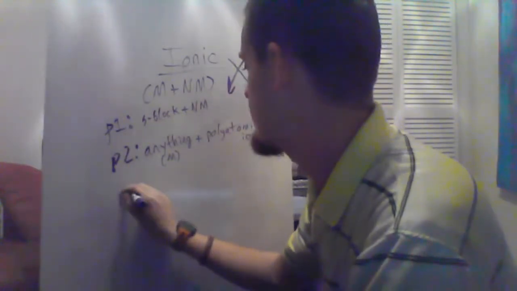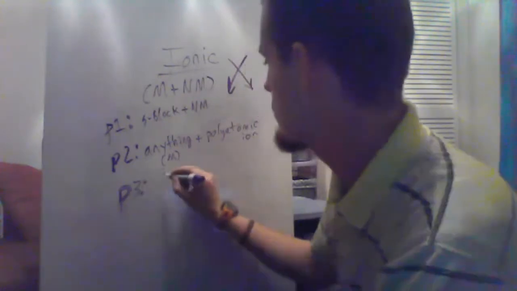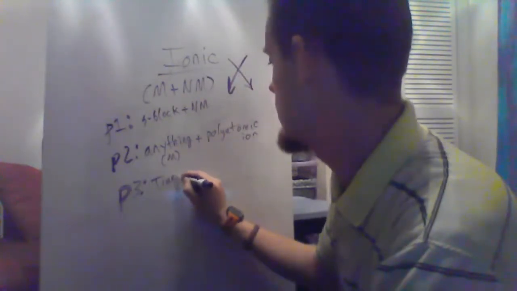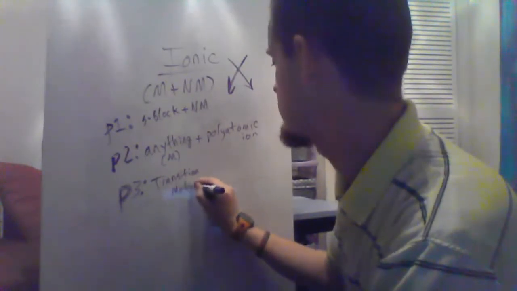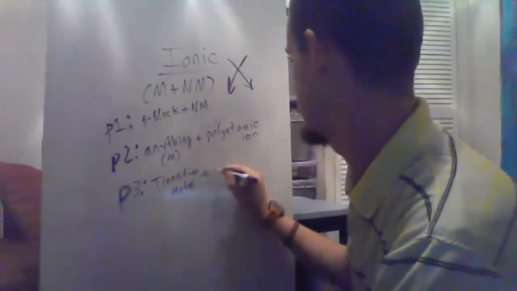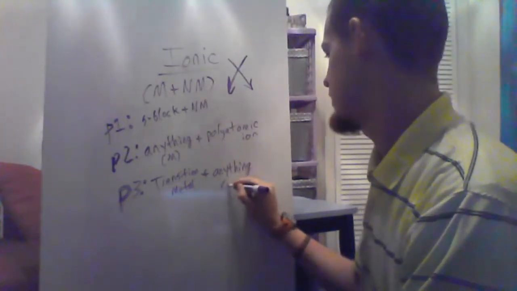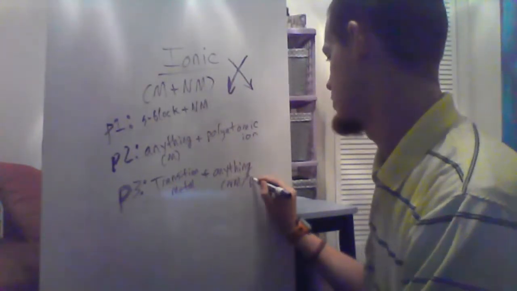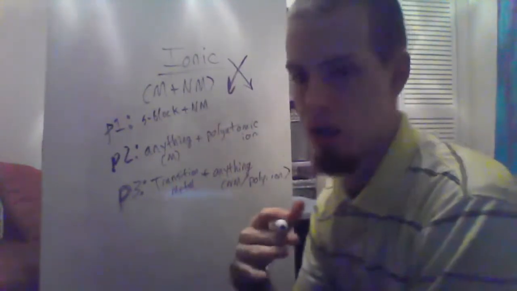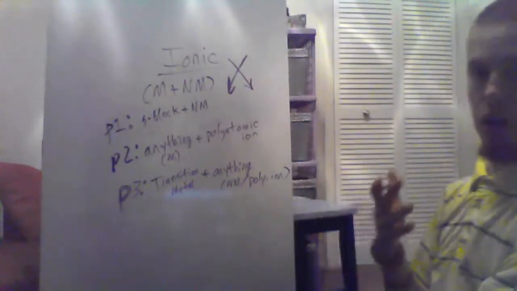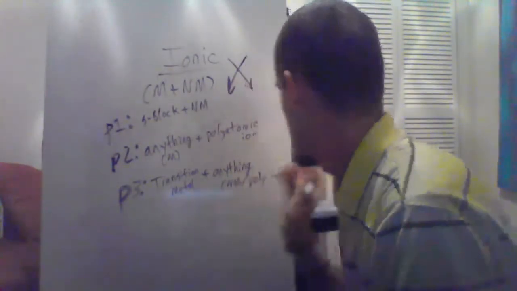And when people were doing a little bit better toward the end, phase three, which is a transition metal plus anything. And by anything, I mean it's going to be a non-metal or it's going to be a polyatomic ion. Okay? Those things are definitely important. Okay? They're definitely important.